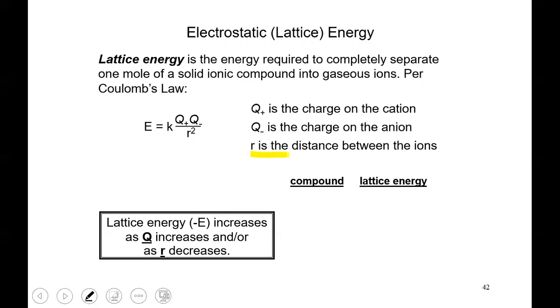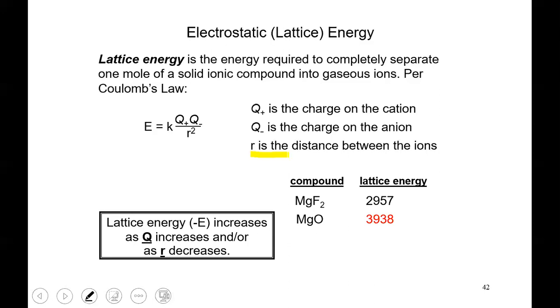Let's look at some examples. Compare magnesium fluoride with magnesium oxide. If we calculate the lattice energy, we find that the energy for magnesium oxide is much larger. In other words, it takes more energy to break up that lattice, which means that it's more stable.